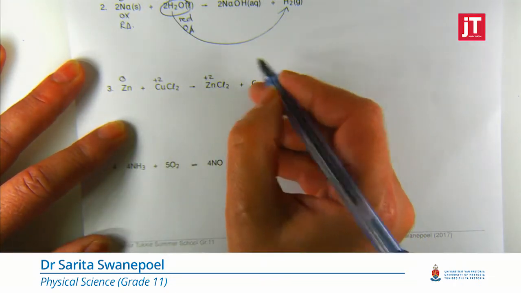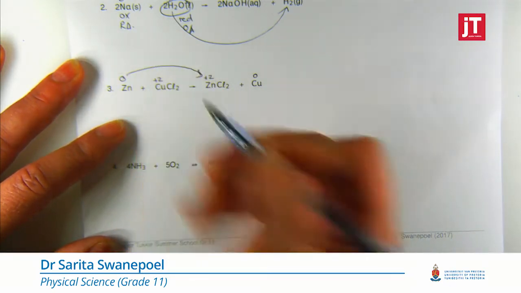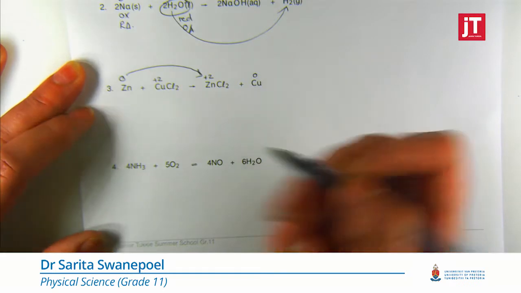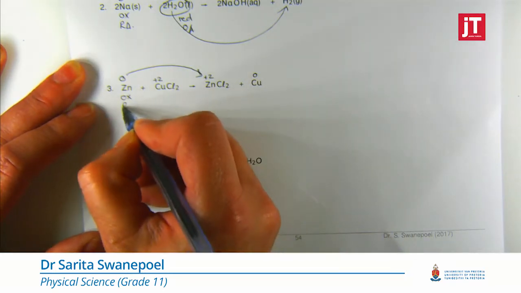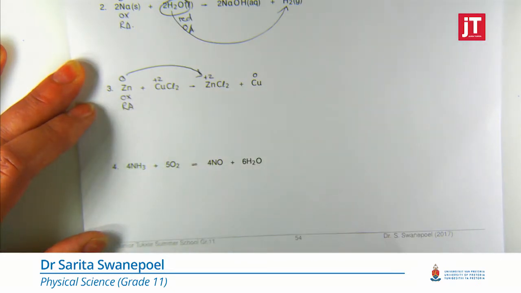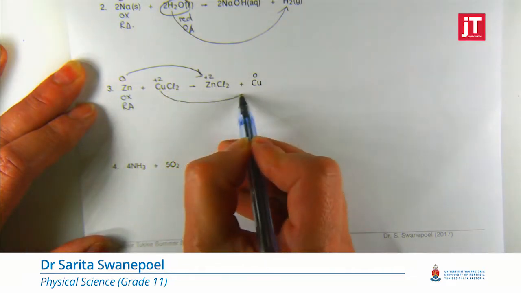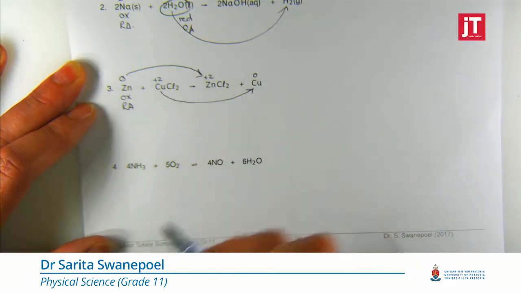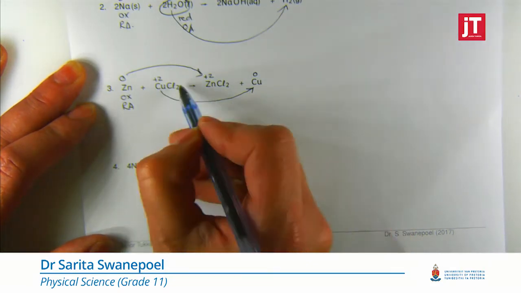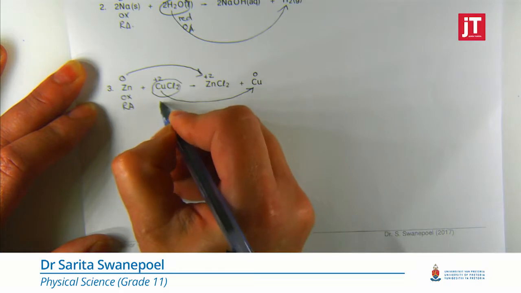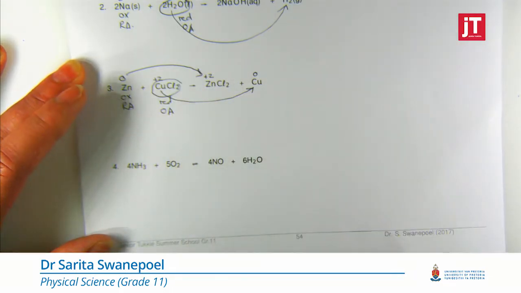Copper on its own, 0. So if you look at the zinc, it's going from 0 to +2. It's increasing. So zinc is oxidizing. Zinc is my reducing agent. If I look at the copper, it's starting out as +2. It's ending up as 0. So what's happening to the oxidation number? It's reducing, telling me that copper chloride is reducing, and therefore it is my oxidizing agent.